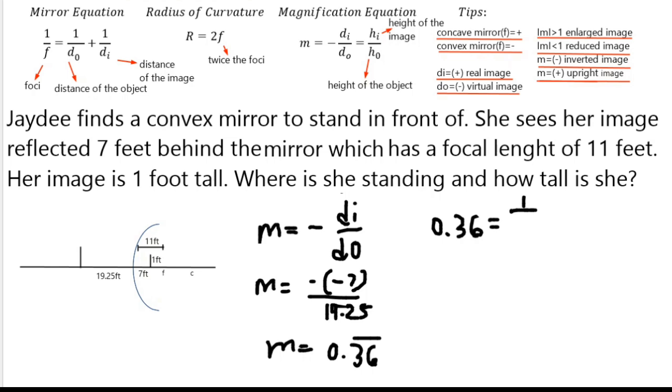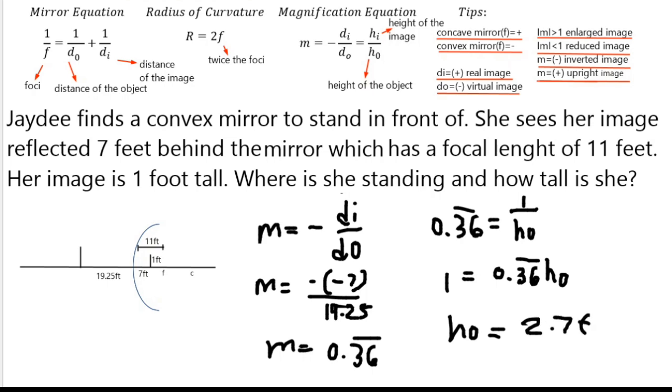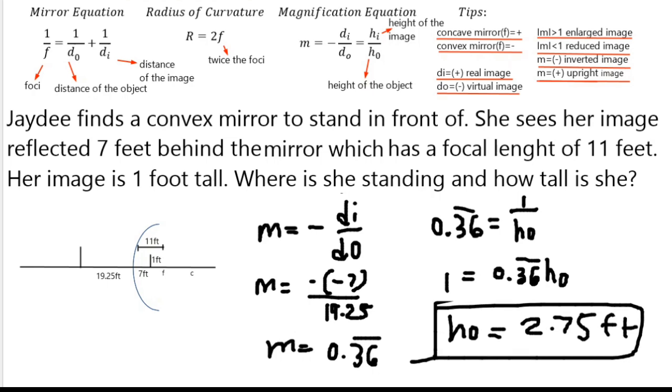Now we're going to use this formula once again, but we're going to put different things. The 1 there is the 1 foot height of the image. Cross multiplying, we will get this. Now we're going to divide both sides. So the height of the object, or height of JD, is going to become 2.75 feet. So she's still pretty small. But I think she's a kiddo.